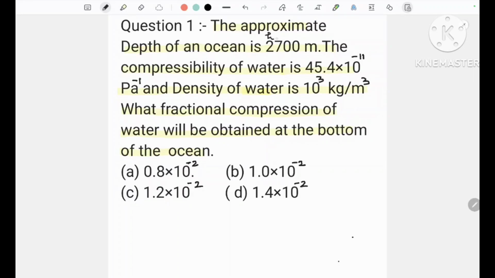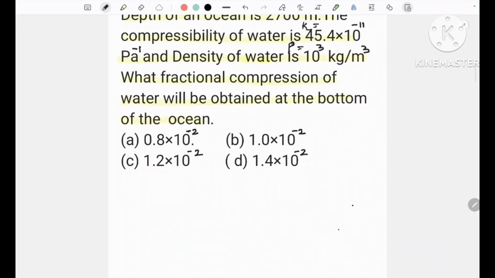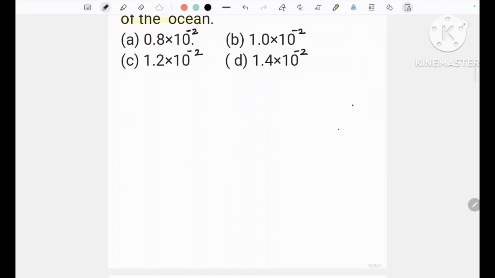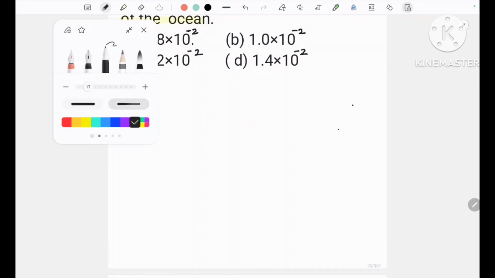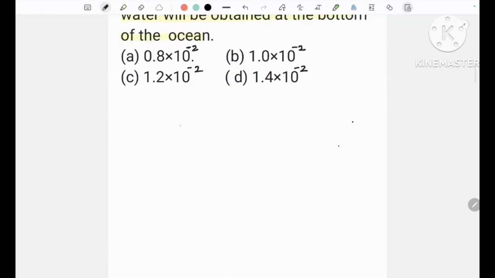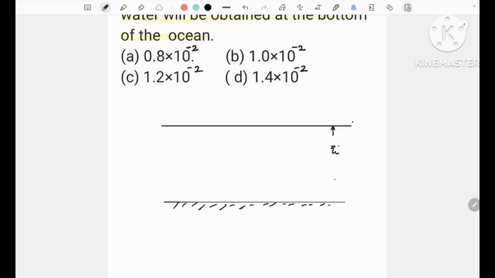This depth is h and compressibility is k, and this is density of water rho. An ocean, this is top surface and this is bottom of ocean. The height is h.